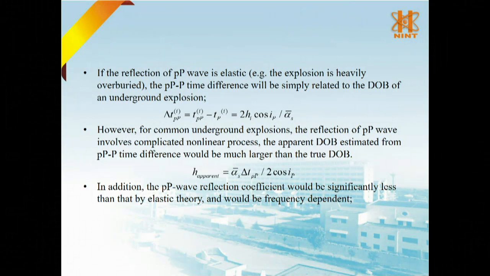If the reflection of the little p, big P wave is elastic, for example if the explosion is heavily overburied, the pP minus P time difference will be simply related to the depth of burial of underground explosions. However, for common underground explosions, the reflection of the little p, big P wave involves a complicated nonlinear process, and the apparent DOB estimated from the pP delay time would be much larger than the true DOB. In this case we define the apparent DOB as this. In addition, the pP wave reflection coefficient would be significantly less than that by elastic theory, and would be frequency dependent, as well as maybe event dependent.